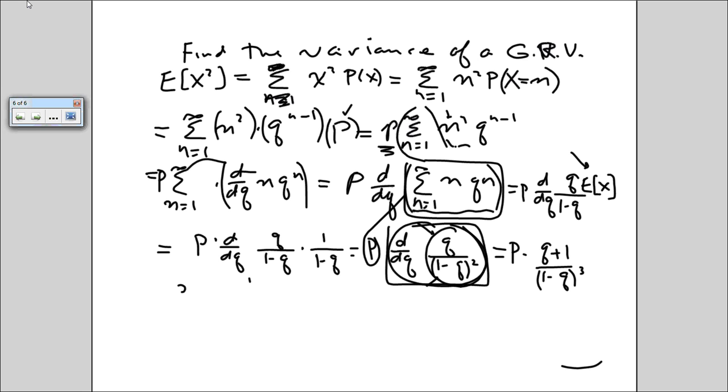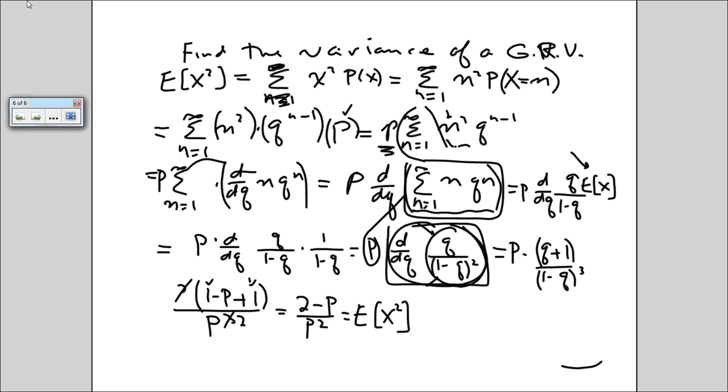This is equal to p times q plus 1. But q is 1 minus p. That's q plus 1, all over 1 minus q, which is p, to the 3rd power. So 1 p on top, 1 p on the bottom. 1 plus 1 is easy. It's 2 minus p over p squared. This is what E of X squared is. That's E of X squared: 2 minus p divided by p squared.